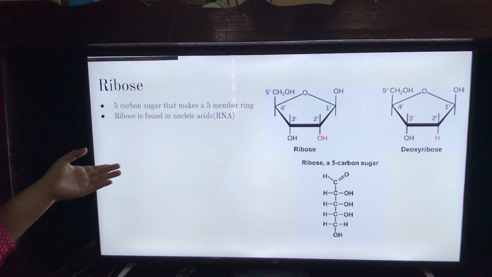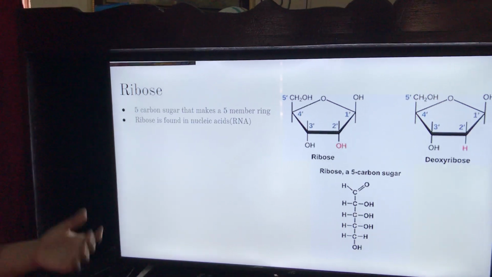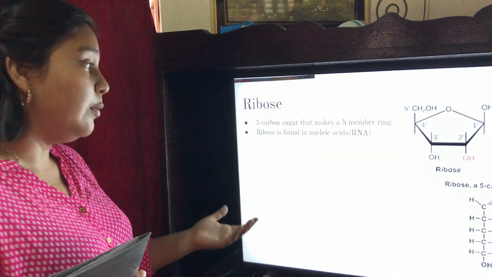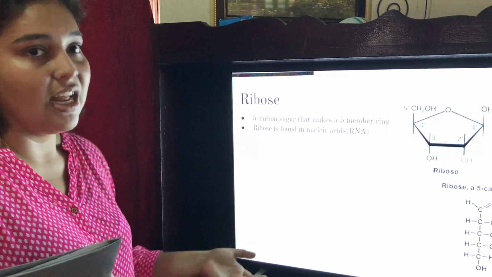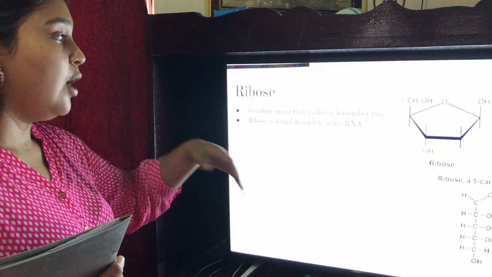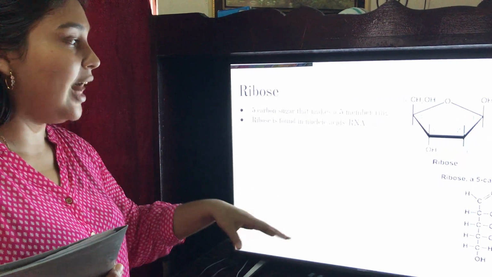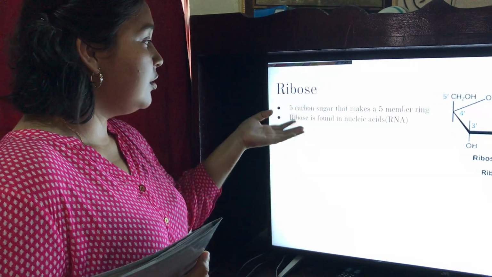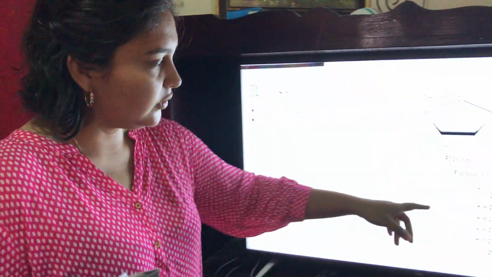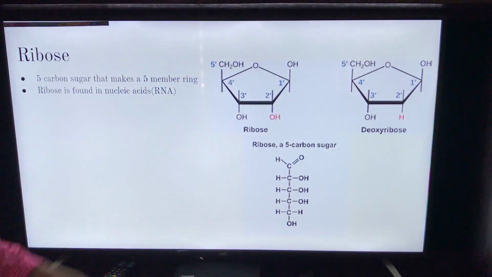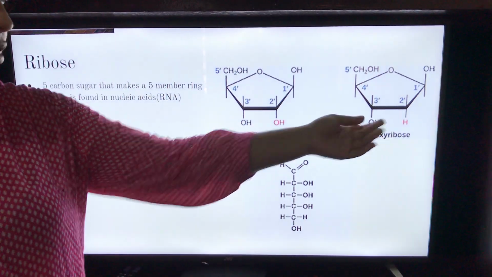And then we have ribose. Ribose is a 5-carbon sugar that makes a 5-membered ring, which is a furanose. And ribose is found in nucleic acid in every human being on the planet within RNA. Well, actually, no, I'm sorry, we have DNA, but ribose is found in RNA. And this is just the open chain cycle, and then these are the rings. This is the ring for ribose, and this is deoxyribose.